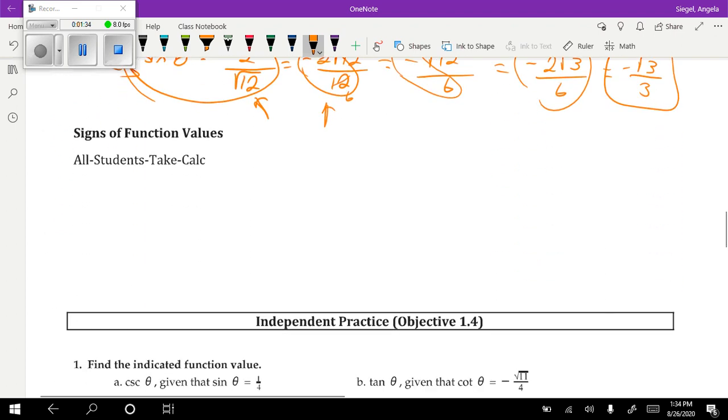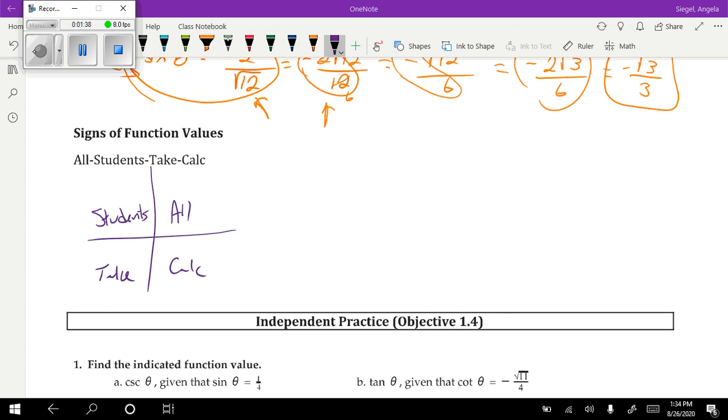So the next concept we're going to talk about is All Students Take Calc. And what this is, it tells us the signs of the trig functions. So in quadrant 1, all trig functions are positive. So that one's easy. If it's quadrant 1, everything's positive. In quadrant 2, only sine and its reciprocal cosecant are going to be positive. Everything else is going to be negative.